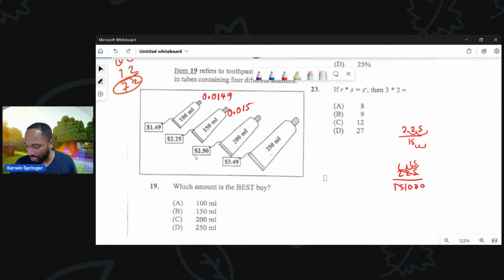200 into this. Well, I'll divide this by 2. 2.25 divided by 2 is 1.125... I divide by 2, 25 divided by 2 is 1.25. And then I divide by 100. So I get 0.0125.